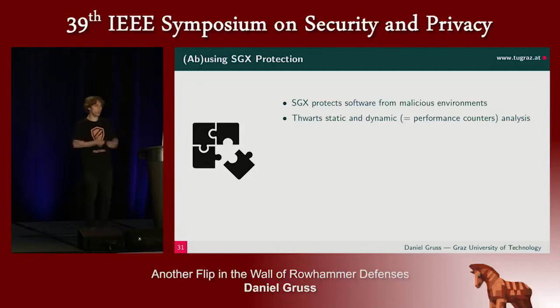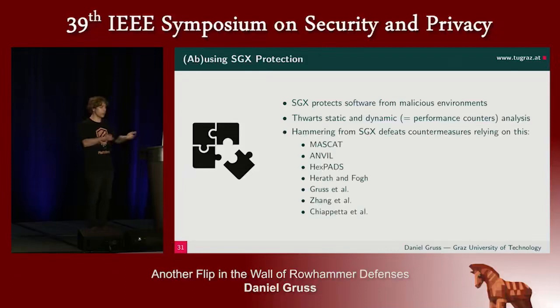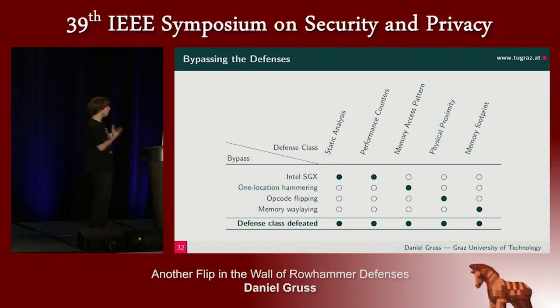And this defeats quite a lot of countermeasures that rely on performance counters. Putting it all together, we can see that static analysis and performance counters are both defeated by using Intel SGX. One-location hammering destroys previous assumptions about the memory access patterns. Opcode flipping works around the physical proximity issue, and memory waylaying solves the problem that you have to acquire a lot of memory and by that bring your system close to out-of-memory situations. And by that, we have defeated all the different defense classes.